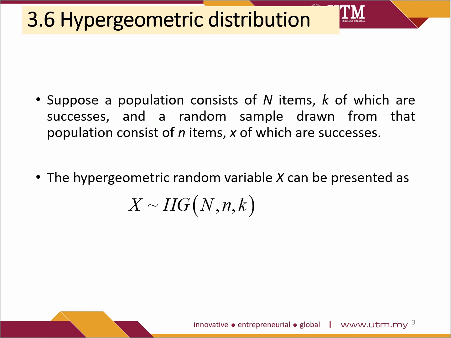Suppose that we have a population consisting of N items. K is the number of success in population, and a random sample drawn from the population consists of n items. So this is the number of sample. So X is the number of success in that sample. So this hypergeometric random variable X can be represented as this distribution, where Hg refers to the hypergeometric, N is number of population, n is sample size, and K is the number of success in the population.